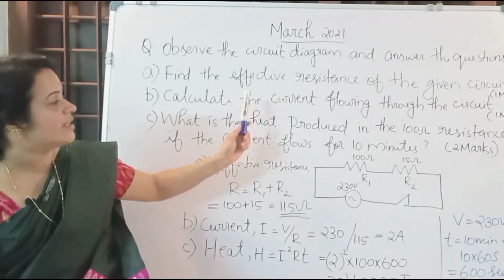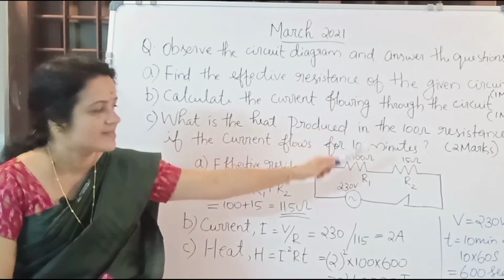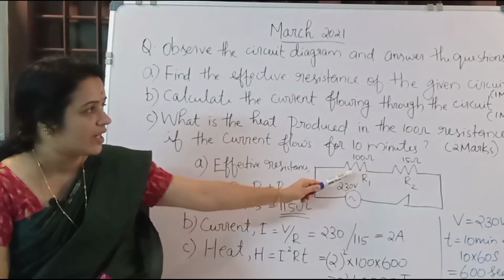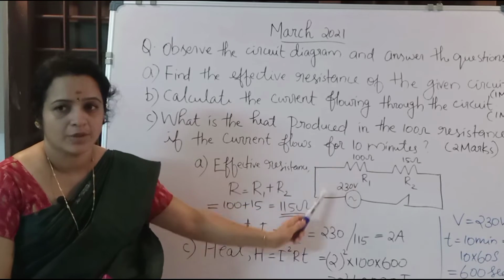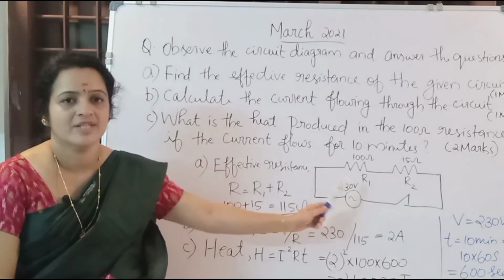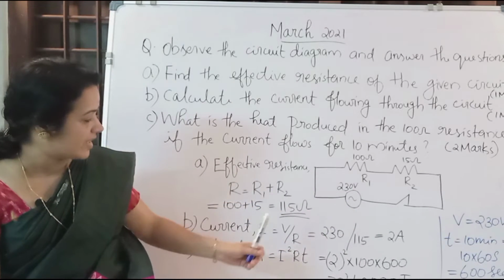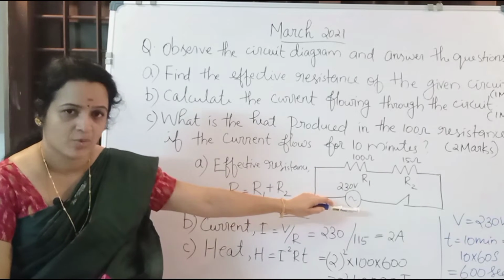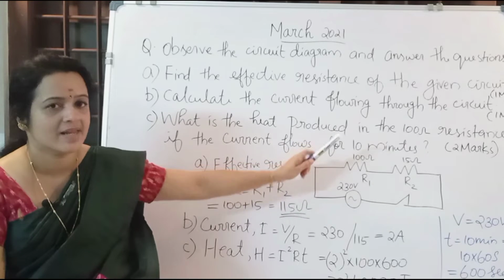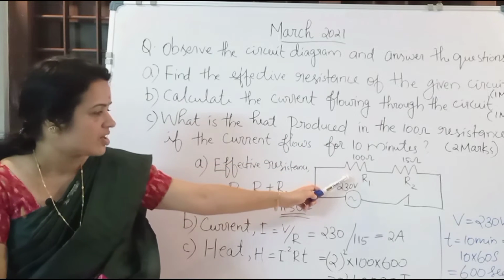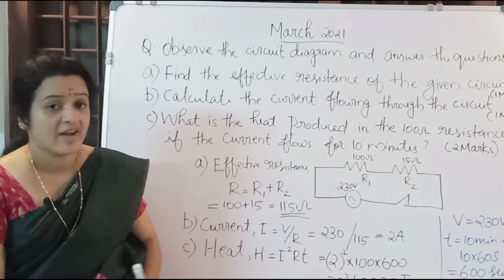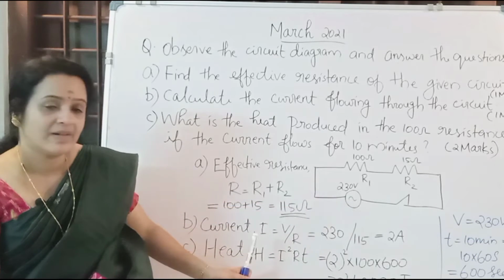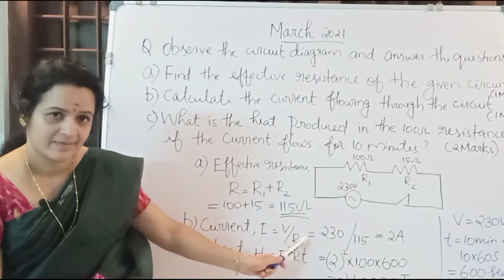Here, calculate the current flowing through the circuit. So the same circuit we have to look at again and calculate the current flowing through the circuit. How much current will be flowing through the circuit? So how can we calculate the current? Here we have R and V. So is there any equation connecting these 3? I, V and R. Yes, we have studied from Ohm's law, right? How can we find I?